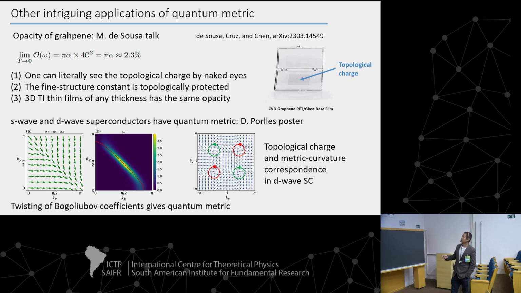Well, for the D-wave superconductors, if you plot the normal state dispersion and the D-wave order parameter as a two-component vector field in a two-dimensional Brillouin zone, then you see naturally that there's a winding of these vector fields, as you can just see by your eyes. And this, we argue, is a topological charge, and it turns out that it is also related to the quantum metric in these D-wave superconductors. Yeah. So this means that you might be able to see this topological charge by some optical means. But this we are not quite sure yet.